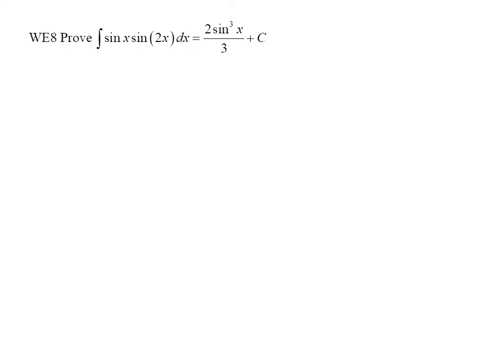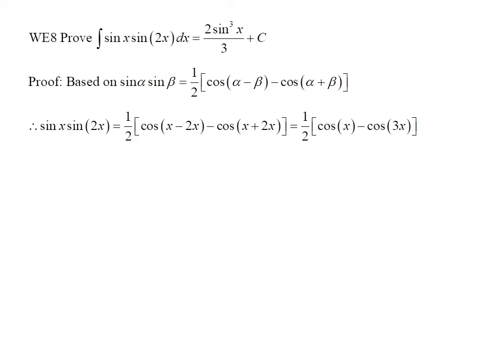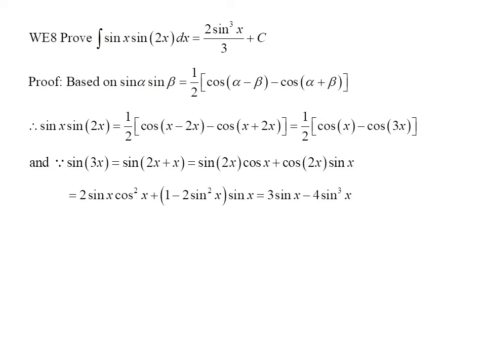Example 8 here is to prove the integral of sine x sine 2x dx equals 2 sine cubed of x over 3 plus c. Since the product form of circular functions can be transformed to the corresponding addition form, sine x sine 2x is then transformed to (cos x minus cos 3x) all over 2. Since sine 3x can be written as sine (2x plus x), which equals sine 2x cos x plus cos 2x sine x, which can be further simplified to 3 sine x minus 4 sine cubed of x.